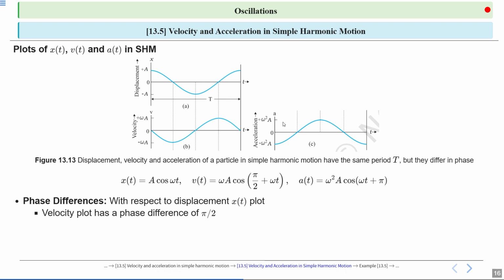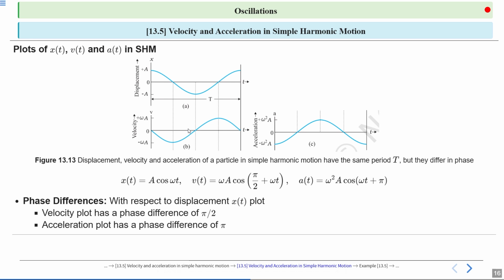So first look at the velocity plot. This one, velocity plot. It has a phase difference of pi over 2 or 90 degrees compared to the displacement. This means that when displacement is at its maximum, velocity is 0, and when displacement passes through 0, velocity is at its maximum. For example, if a mass on a spring is at its furthest point, it momentarily stops before reversing direction, so velocity is 0 there.